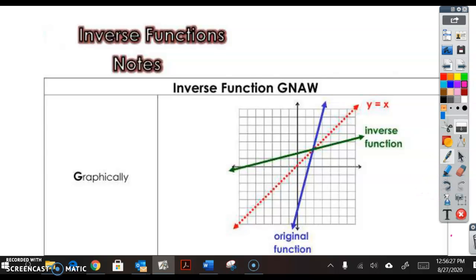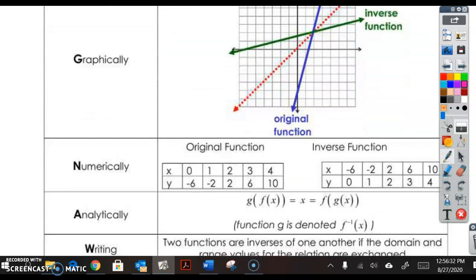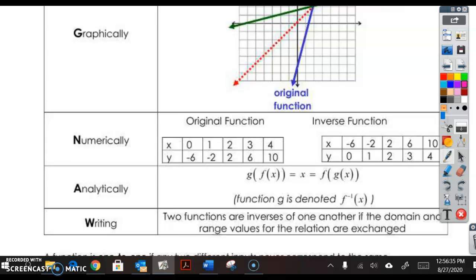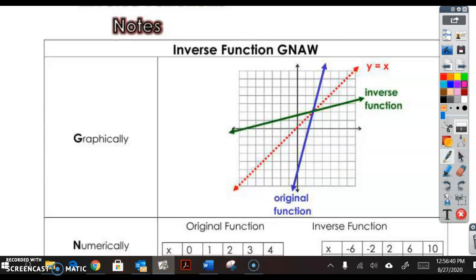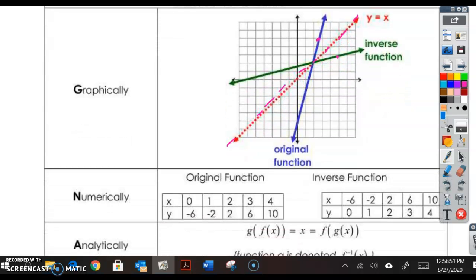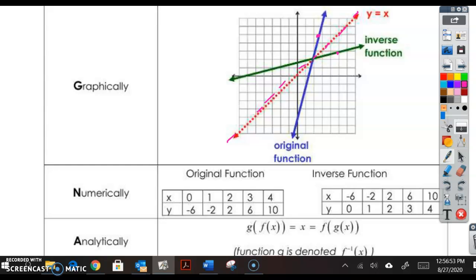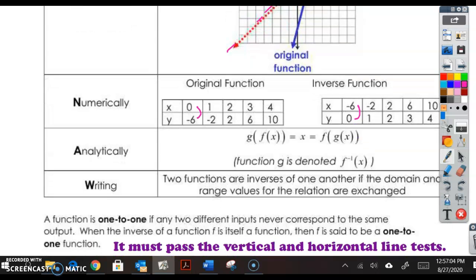One acronym we can use to help us remember how we can write inverse functions: we can write them graphically, numerically, analytically, or by writing them. Sometimes people like to use this acronym. Graphically, you're just reflecting each point over the line y equals x. So you're basically flipping the domain and the range. You're switching them. So you can see numerically that if your first point, for example, is (0, -6), if you switch the domain and the range, you would rewrite that point as (-6, 0).